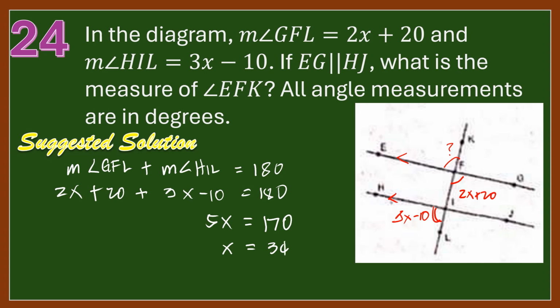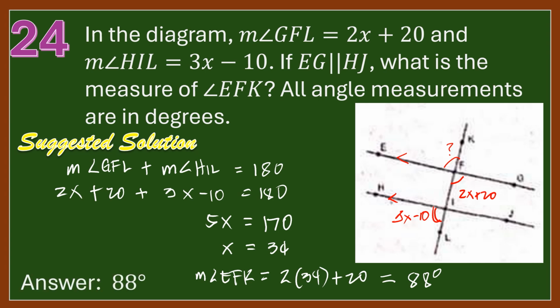Solving for the measure of angle EFK, since angle EFK and angle GFL are vertical angles, then angle EFK is congruent to angle GFL. Hence, the measure of angle EFK is equal to 2x plus 20, and that is 2 times 34 plus 20. 2 times 34 is 68 plus 20, 88 degrees. Number 25.